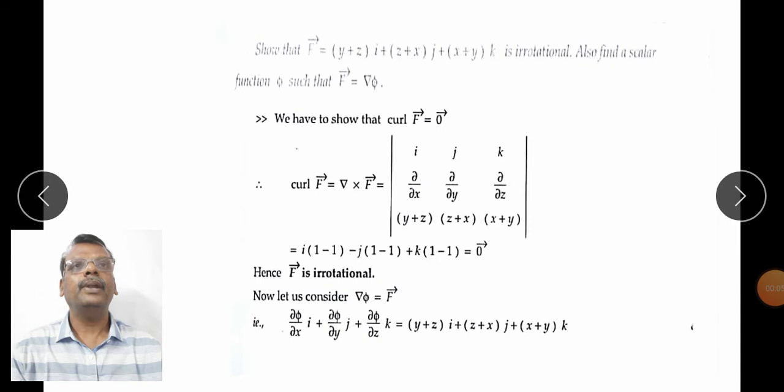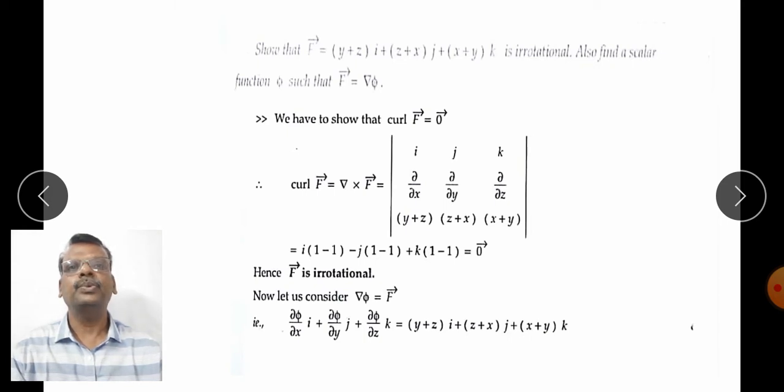Show that f bar is equal to (y plus z) i bar plus (z plus x) j bar plus (x plus y) k bar is irrotational, and hence find scalar potential pi such that f bar is equal to del pi. Now we have to show that f bar is irrotational. That means curl f bar is equal to 0. This is the first part.